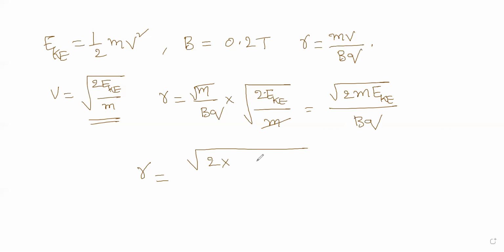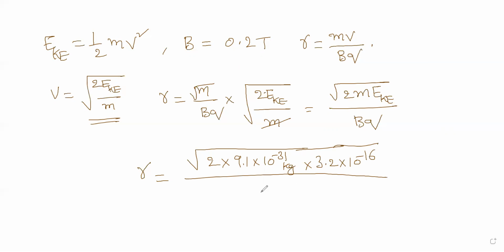So the electron mass is 9.1 into 10 to the power of minus 31 kg. Given that the kinetic energy of the electron is what we have calculated in joules, that is 3.2 into 10 to the power of minus 16 joules, whole divided by B, which is 0.2 Tesla, and again the charge of the electron, that is 1.6 into 10 to the power of minus 19 coulombs.